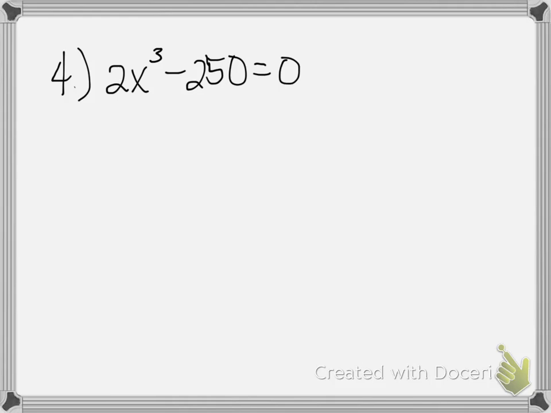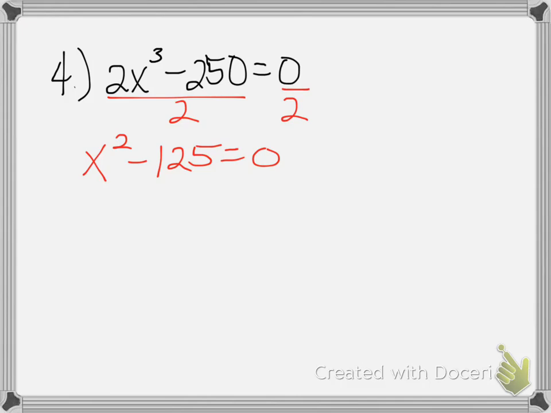And then we have number 4. I know what you're thinking. Just like in number 3, neither 2 nor the number 250 are perfect cubes. But, just like in number 3, what can I do? Anybody? Good. Divide everything by 2. That'll give me x cubed minus 125 equals 0.